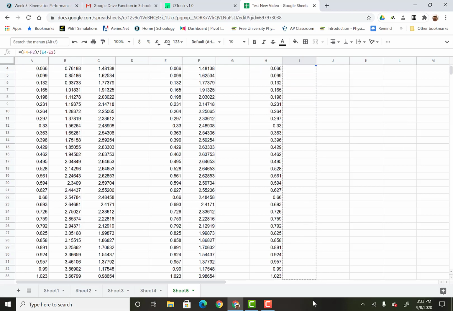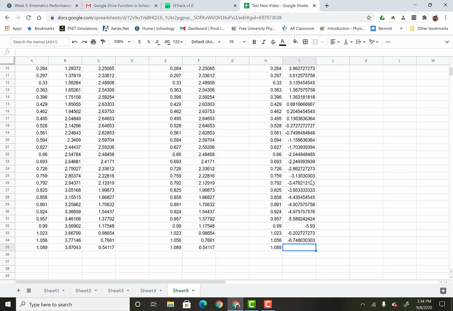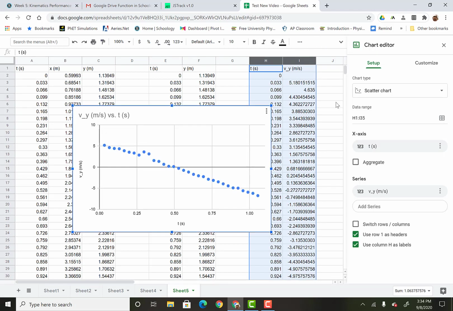And now I'll just drag it all the way down for all of them. Remember, you want to skip this one. You don't want that last one right there. And now we're going to plot this data. So let's do that. And you should get a somewhat straight line like this.